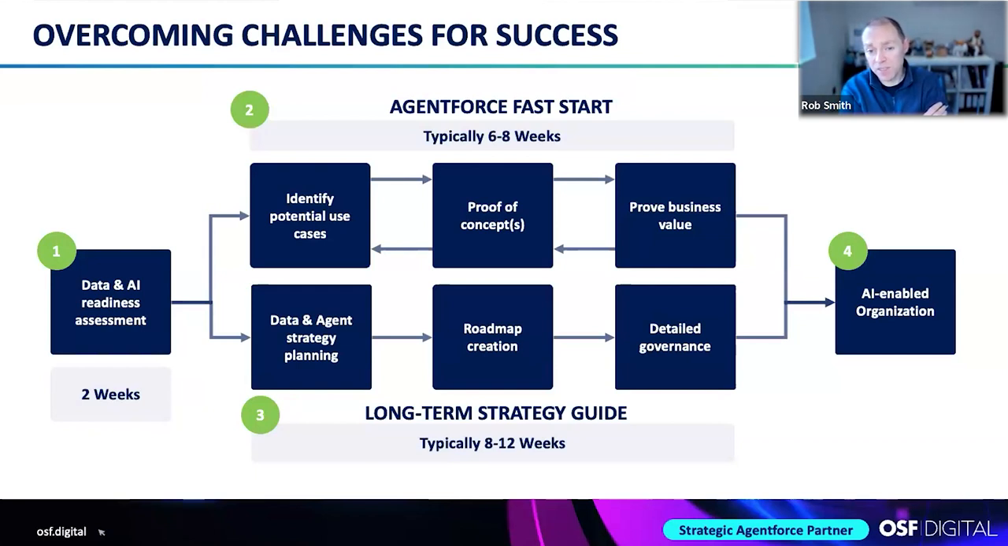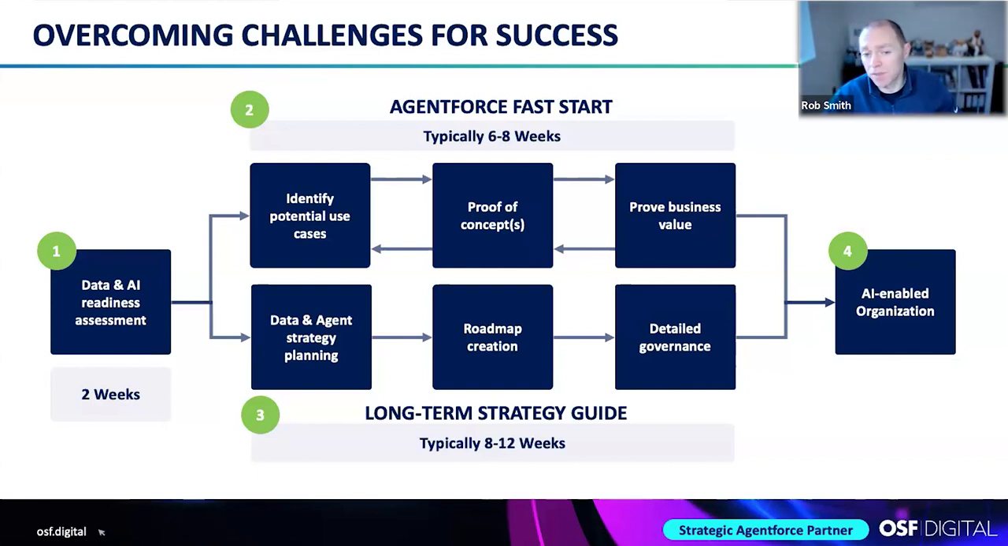We take a fast start track, which is identifying some simple use cases that we can pilot together or even get straight into production because they're simple enough, and prove those concepts out, prove that business value that Mike will talk about a bit later, and so will Eric. And then we start that cycle again and we improve on that. A typical Agentforce fast start can easily be done in less than 6 weeks, but typically 6 to 8 weeks from start to production of some straightforward use cases.